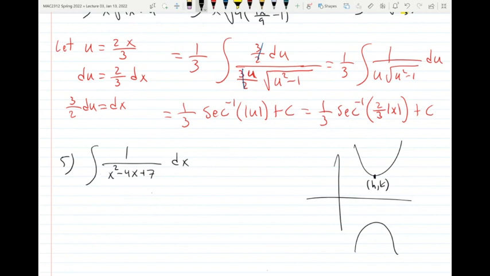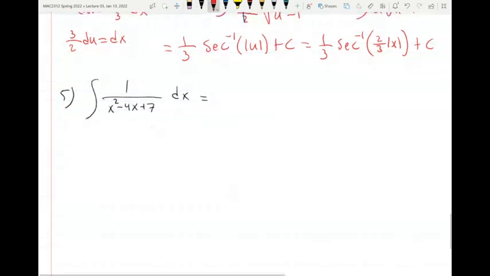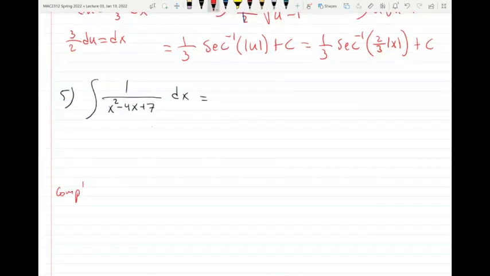So this is one more technique. Remember, you can complete squares, okay? Because after all, that's a way of turning a polynomial into something square. That's what we're really looking for. So I'm going to complete the square. Let me do it here. So we have x squared minus 4x plus 7.